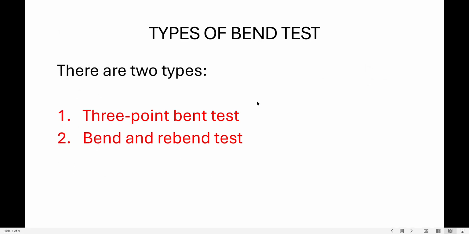The types of bend test. There are two types. One is 3-point bend test. It is a test in which the test piece is placed on two supports and a downward force is applied at the midpoint, and it is a way to measure and compare the strengths of different materials. The second one is bend and rebend test. It is a test by bending the steels up to a specified angle and rebending after heating.